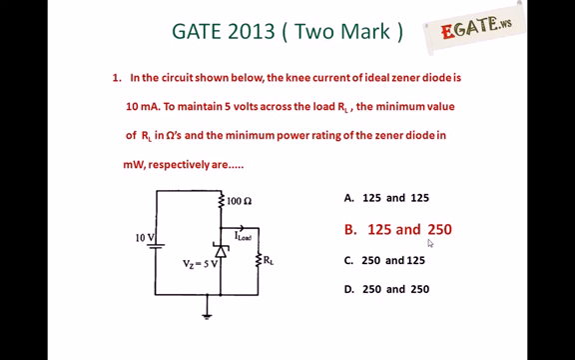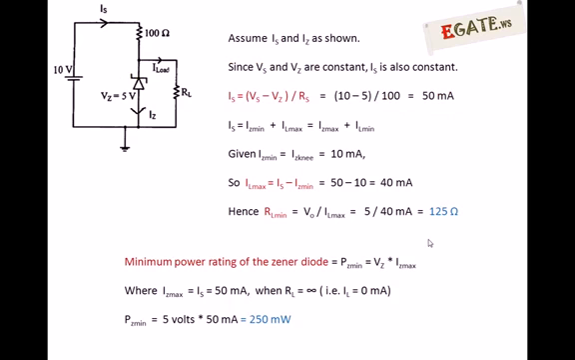Let us calculate how these two happen. Take the diagram. This circuit is a simple Zener voltage regulator. Assume the currents Is and Iz as shown. Is is the source current, Iz is the Zener current. And Vs is nothing but the supply voltage, that is 10 volts, as given. The supply voltage is not variable, so it is a constant, 10 volts.